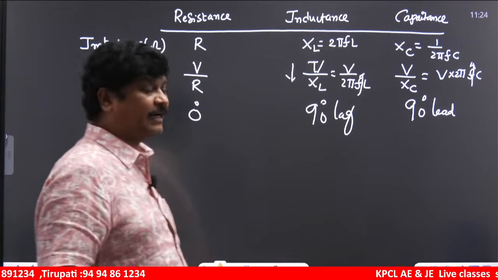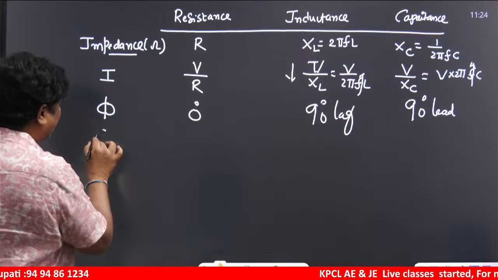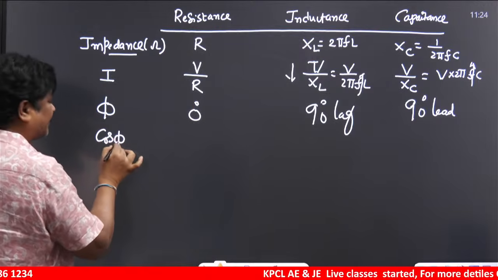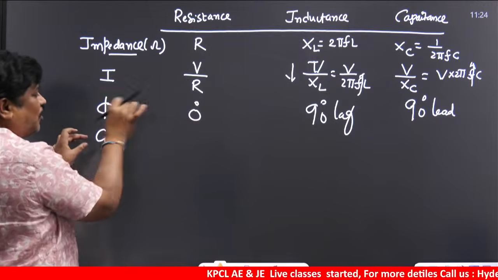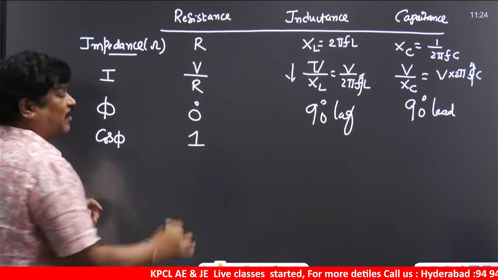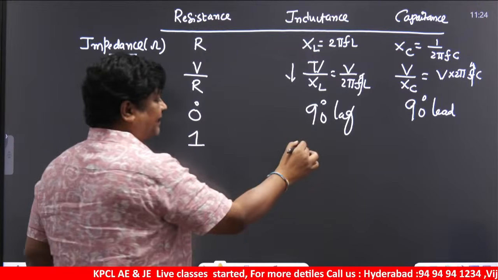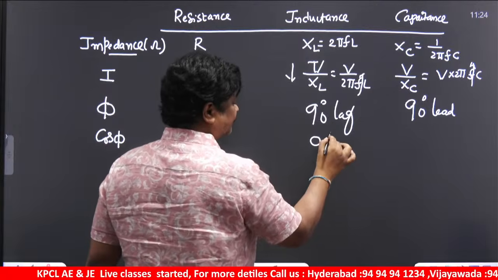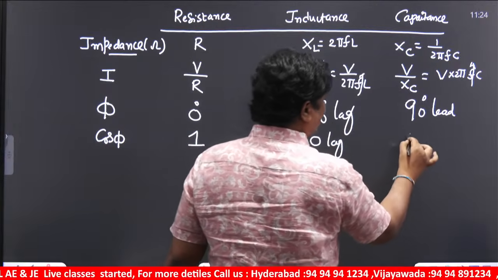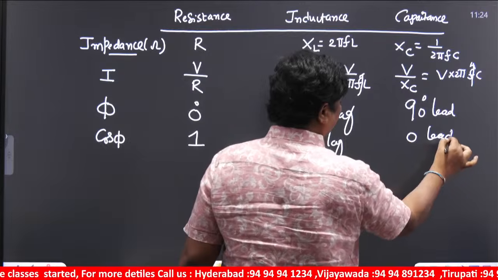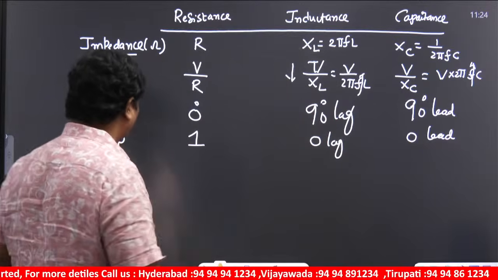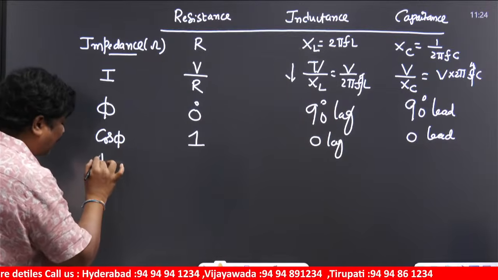Now, what is the power factor, cos φ? φ you already know. This is 1, unity power factor. Here the power factor is 0 lag. Here the power factor is 0 lead.